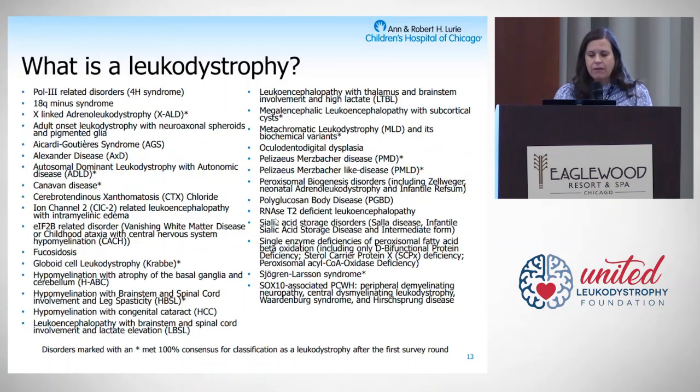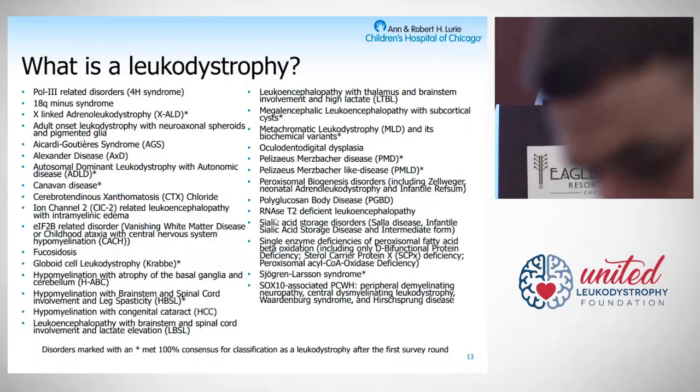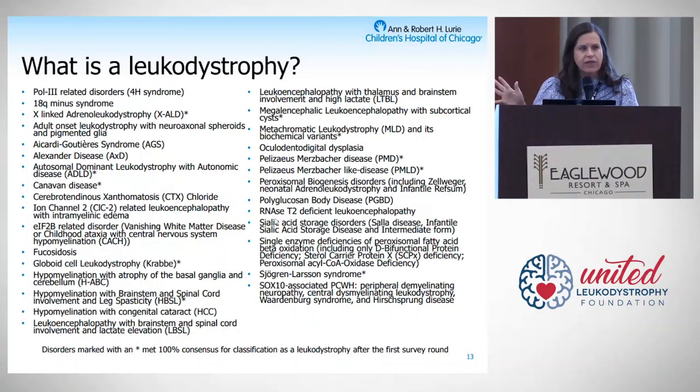So at the time, and like I said, this may have expanded, these were the 30 leukodystrophies. And there are ones with asterisks that on the initial survey round had 100% consensus. So some of the more classic leukodystrophies like X-linked ALD, metachromatic leukodystrophy, Krabbe, those on initial pass had 100% consensus. And then some of the others, they kind of worked through the definition.